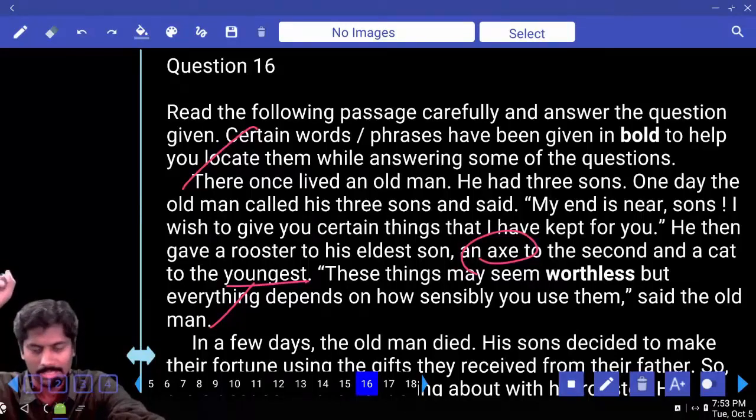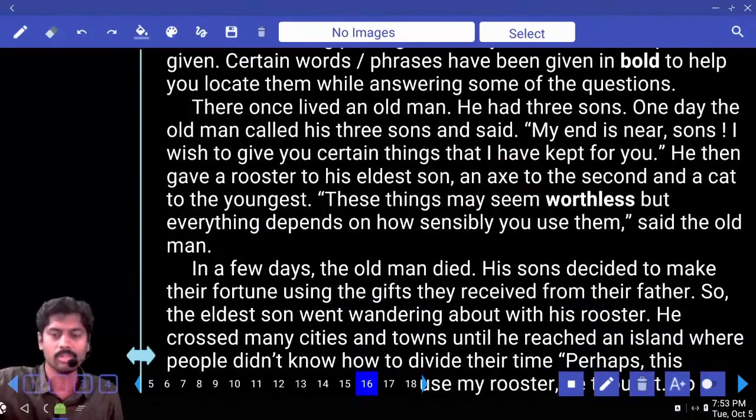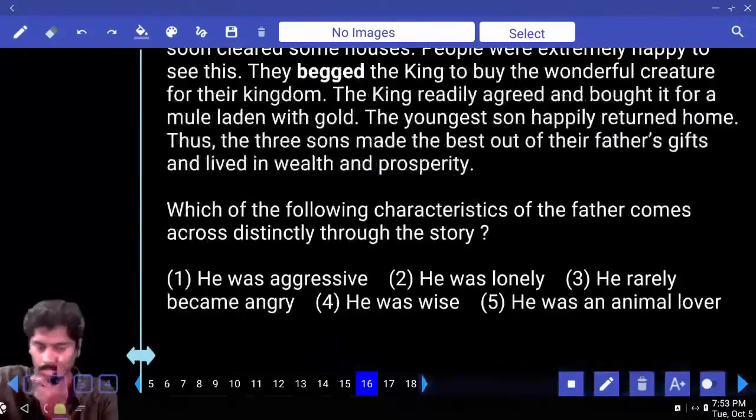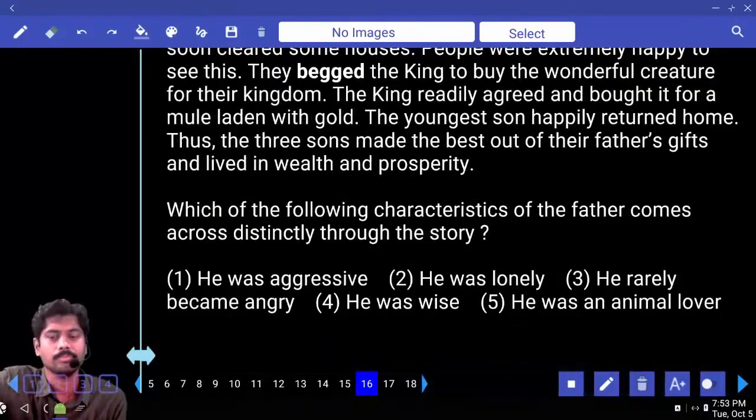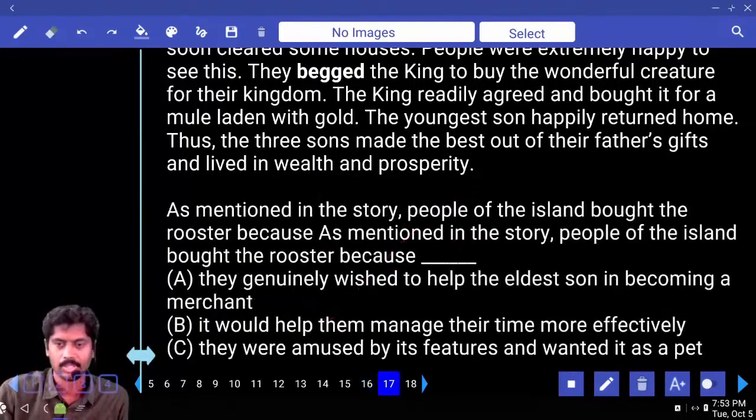Concentrate here. These things may seem worthless, but everything depends on how sensibly you use them, said the old man. In a few days, the old man died. So the father died here. He was aggressive. He was lonely. He rarely became angry. He was wise. He was an animal lover. He was wise and he has given 3 different things to 3 sons.